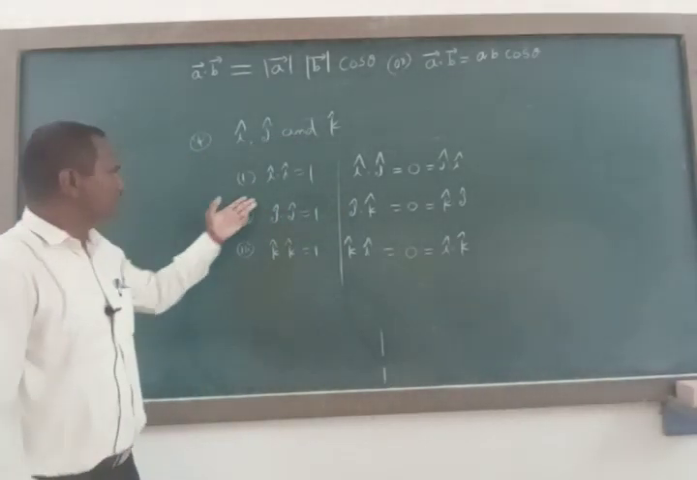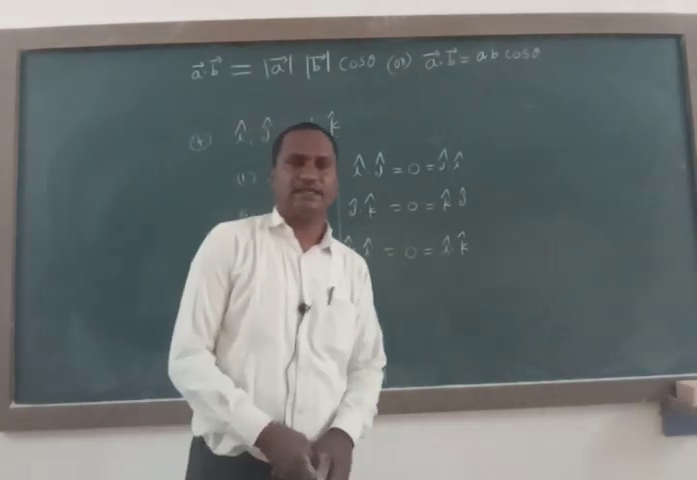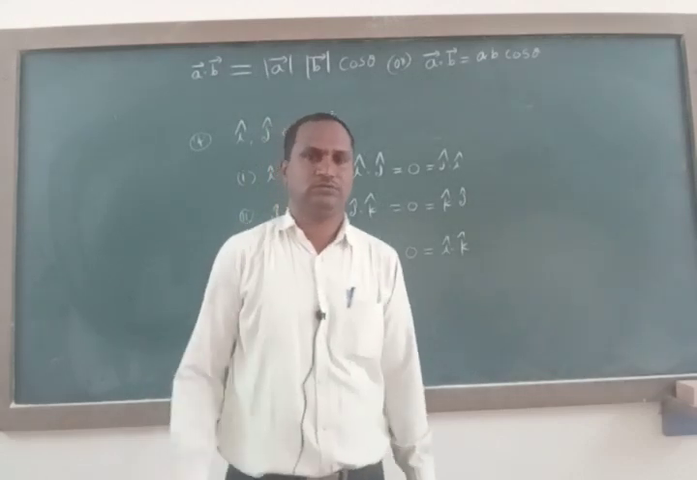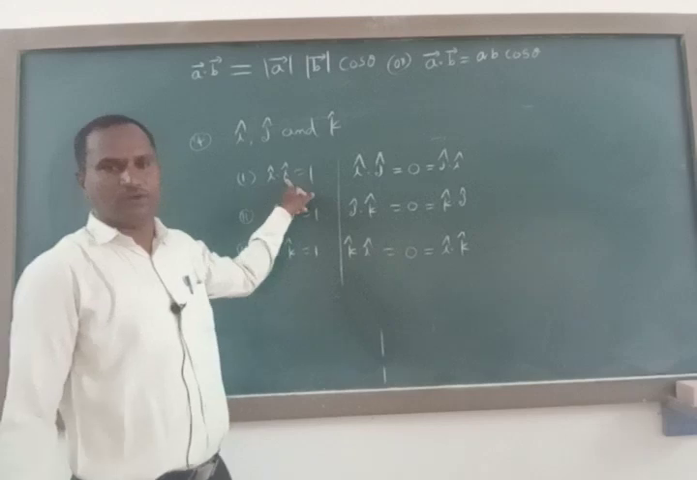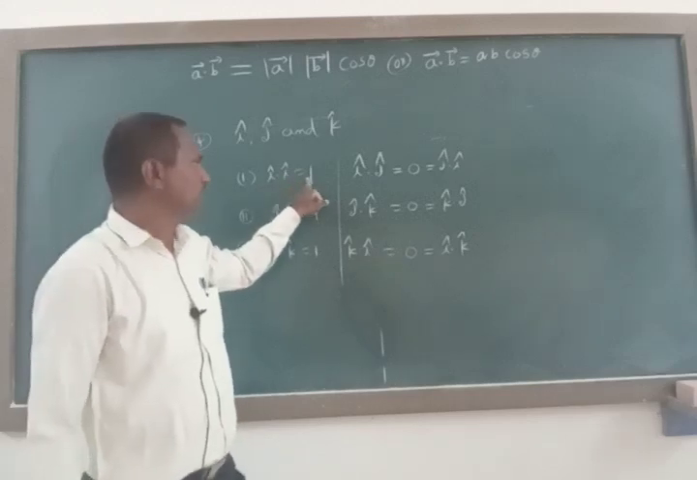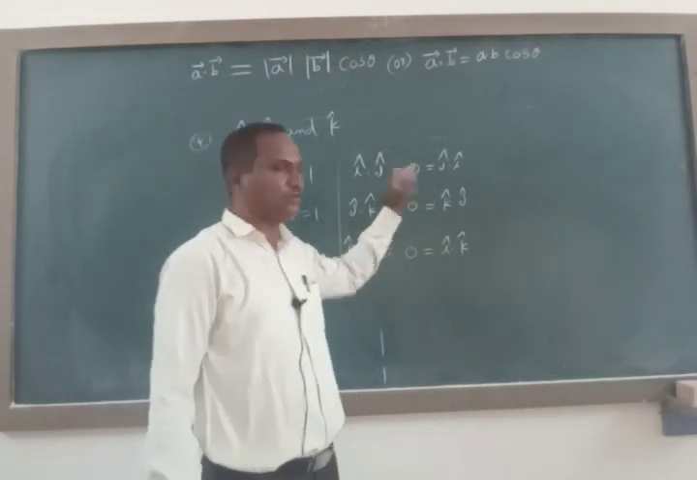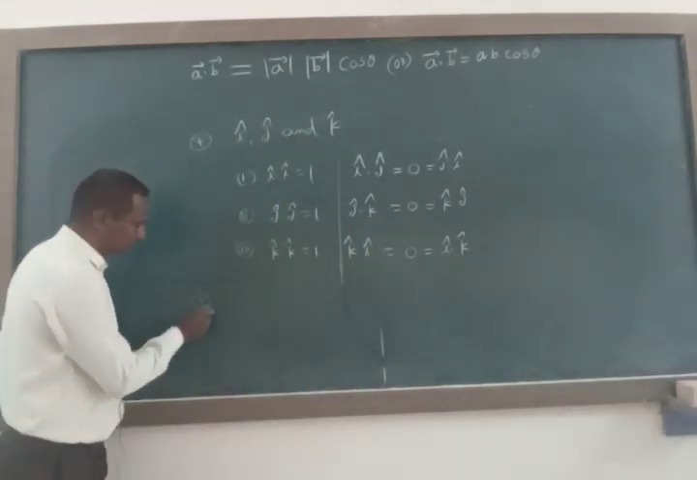From these 3 points we are going to know that the dot product of any basic unit vector with itself is always equal to 1. And the dot product of different basic unit vectors is always equal to 0. Next one is the fifth.